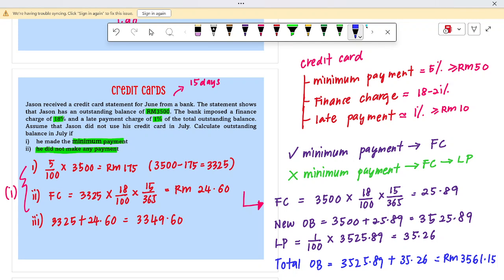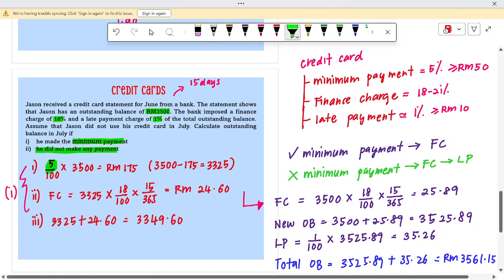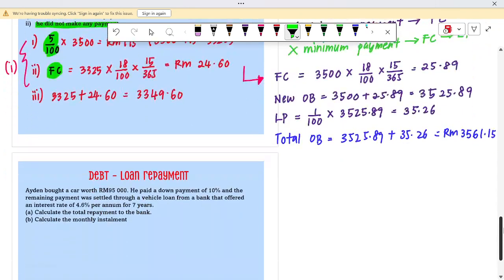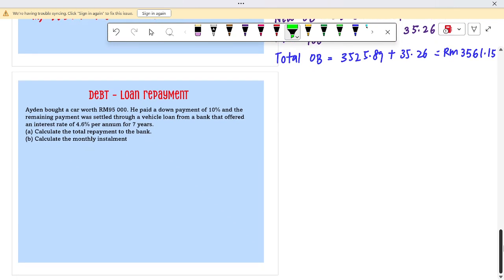So if a minimum payment is made, please calculate your minimum payment, which is 5%. If it's less than 50 ringgit, you still need to pay a minimum payment of 50 ringgit. Then calculate your finance charge. If the person does not make any payment for the month or the coming month, then you will need to calculate the late payment charges as well. Okay, so done with credit card. Let's see the last one, loan repayment.